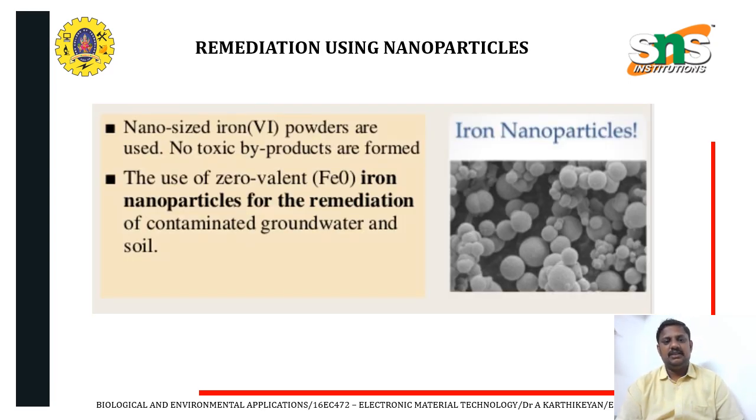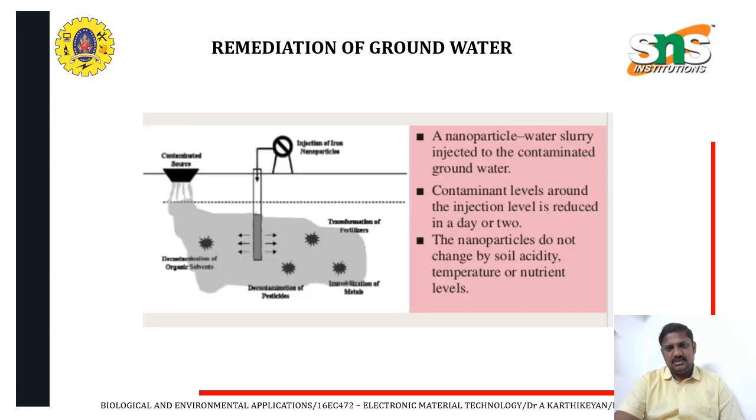Remediation using nanoparticles mainly uses nano-size iron, that is, we are using it to produce non-toxic products, and also zero-valent iron nanoparticles, which are used for remediation of contaminants in groundwater and soil. Mainly we have the remediations using nanoparticles, and mainly we have contamination in the groundwater.